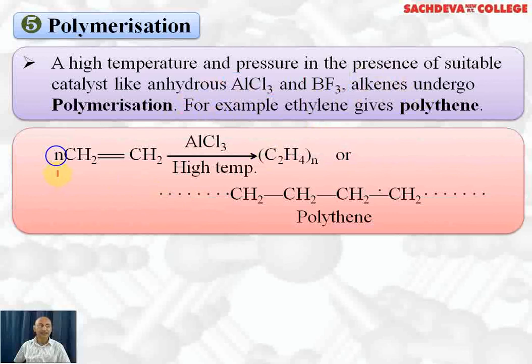This n is variable, so n moles of ethylene combines in presence of AlCl3 at high temperature results in the formation of polyethylene which can be denoted like this also. That completes alkenes.